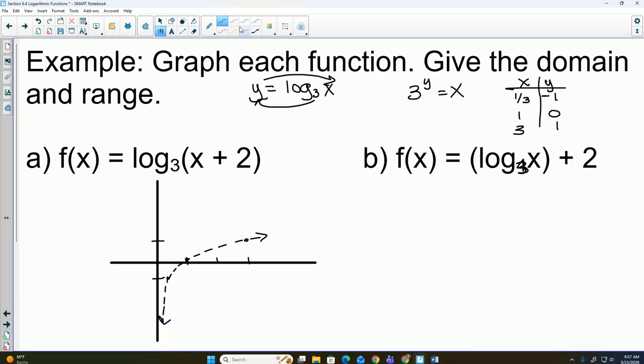What are my transformations? What does this +2 do to my graph? Left 2. I don't know why I said that. So we will move each point left 2, and what else gets moved?